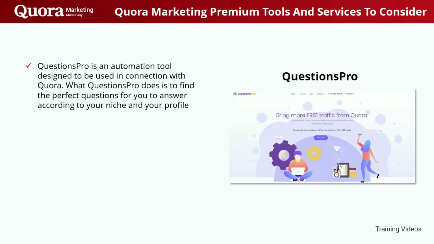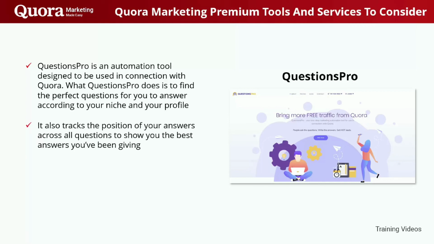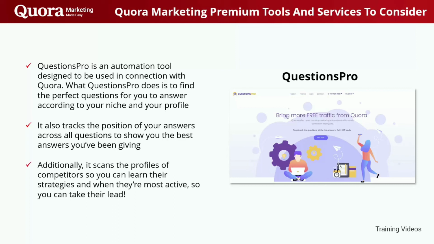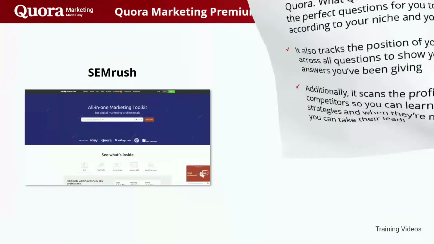Questions Pro. Questions Pro is an automation tool designed to be used in connection with Quora. What Questions Pro does is to find the perfect questions for you to answer according to your niche and your profile. It also tracks the position of your answers across all questions to show you the best answers you've been giving. Additionally, it scans the profiles of competitors, so you can learn their strategies and when they're most active, so you can take their lead.